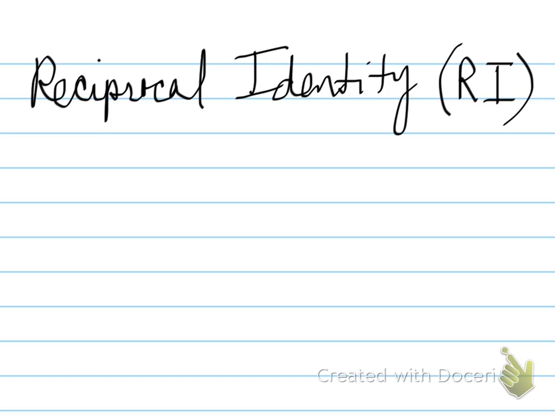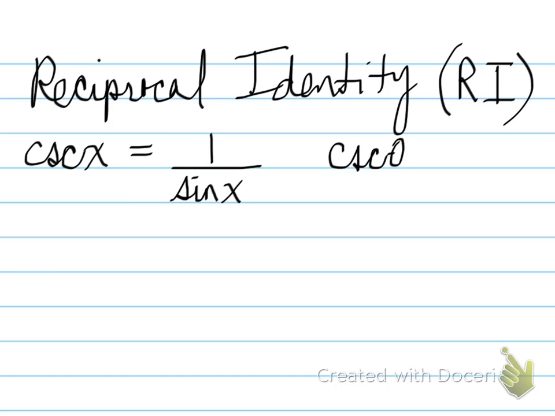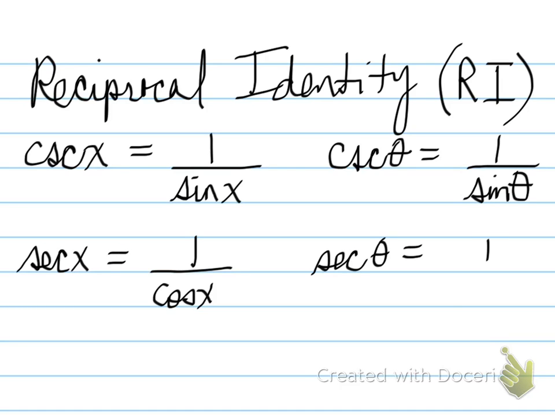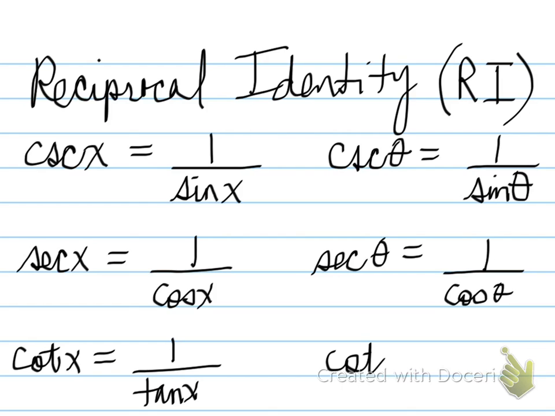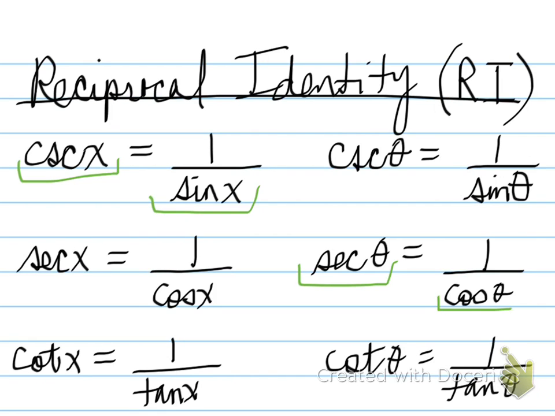This one you should be familiar with based on our last lesson. The reciprocal identity is cosecant x is equal to 1 over sine x, or cosecant theta is equal to 1 over sine theta. Secant x is equal to 1 over cos x, and secant theta is equal to 1 over cos theta. Cotangent x is equal to 1 over tan x, and cotangent theta is equal to 1 over tan theta. So the idea here is that we're to express all of the reciprocal identities in terms of sine and cos. So the reciprocal ratios, cosecant, secant, and cotangent in terms of sine, cos, or tan.